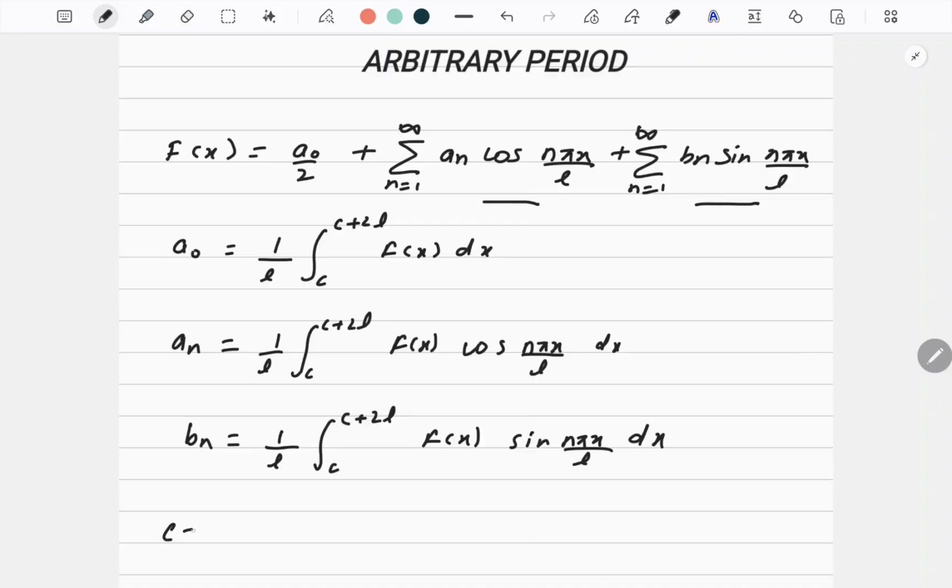So if I put c is equal to 0, the limit will become 0 to 2L, and if I put c is equal to some number, say minus L, then it will become minus L to L. So now we have to discuss these two cases. Here also we will be checking whether the function is even or odd, and the same concepts we used in the normal Fourier series will be used here. So with this, let us start with the questions.